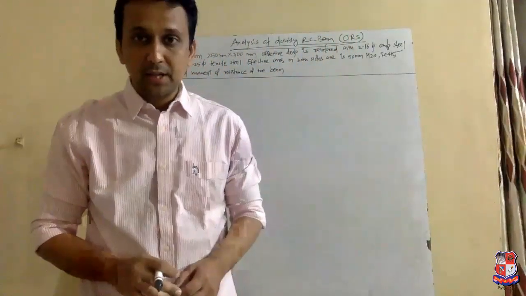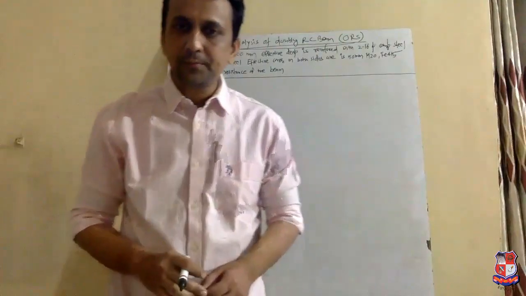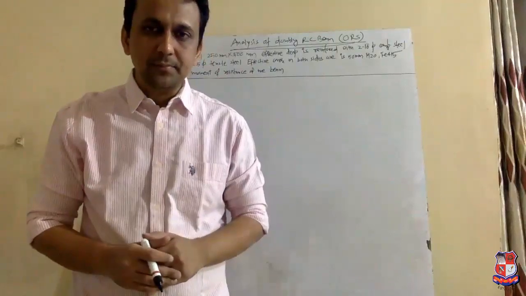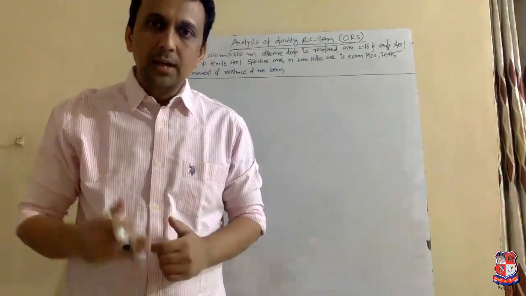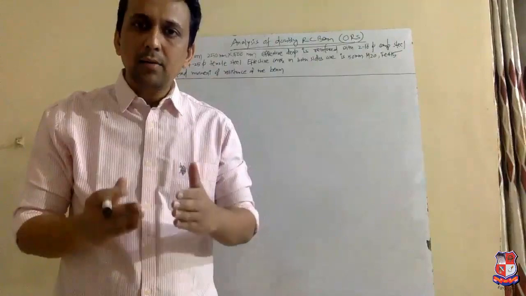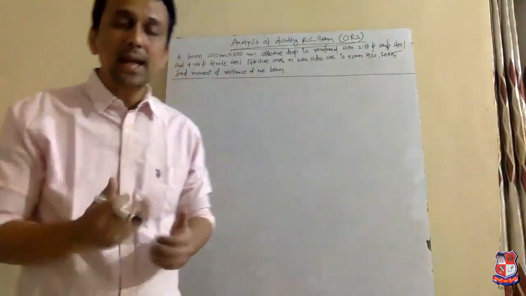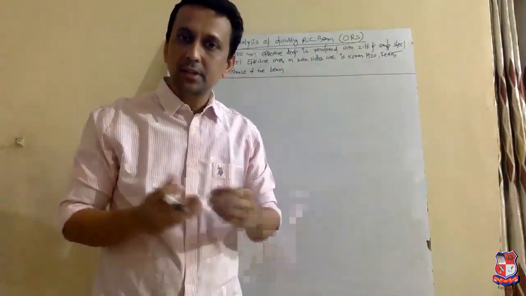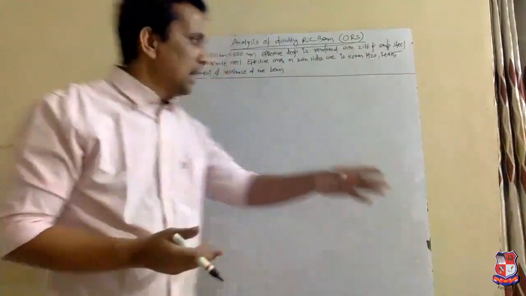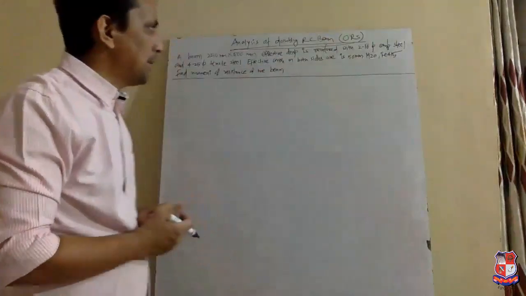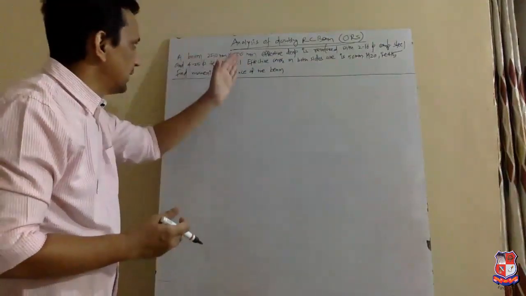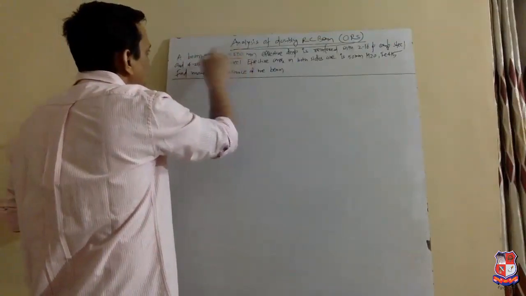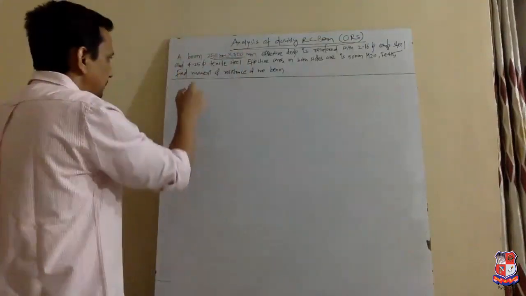Hello and namaskar to all the viewers. In continuation with the previous lecture, now we are going to learn how analysis of a doubly reinforced concrete beam with over-reinforced section is done. For that, I have already written one example. Let's first read. A beam 250 mm by 500 mm effective depth.